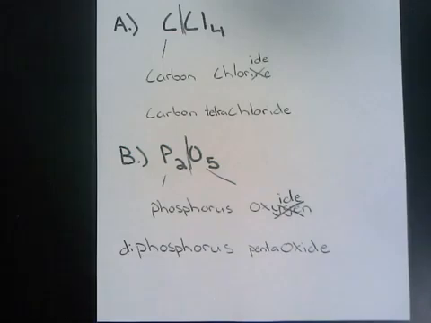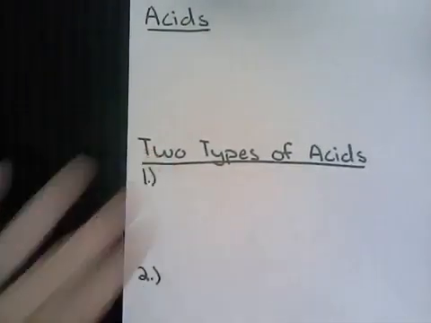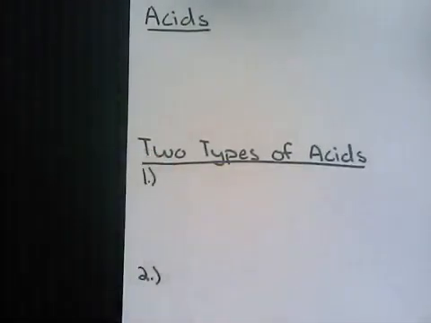What we are going to do now is transition from not only covalent compounds, but to acids. All right, so transitioning here to acids. An acid, in this particular class, is going to be defined as a compound that produces a hydrogen ion, H+, in solution.